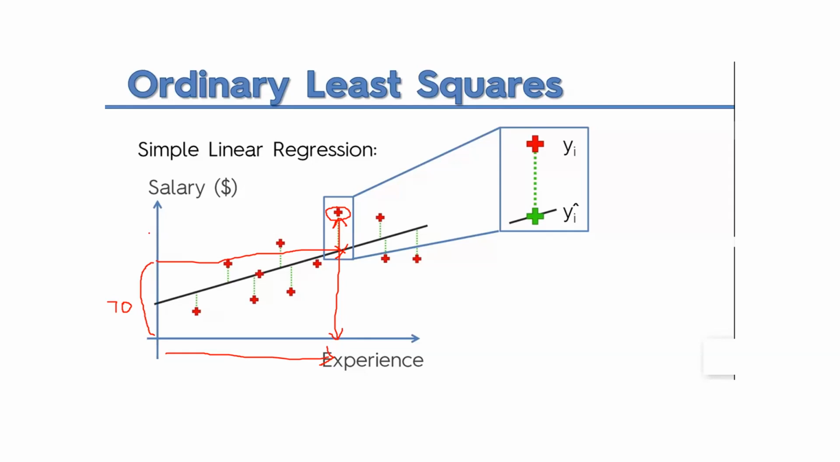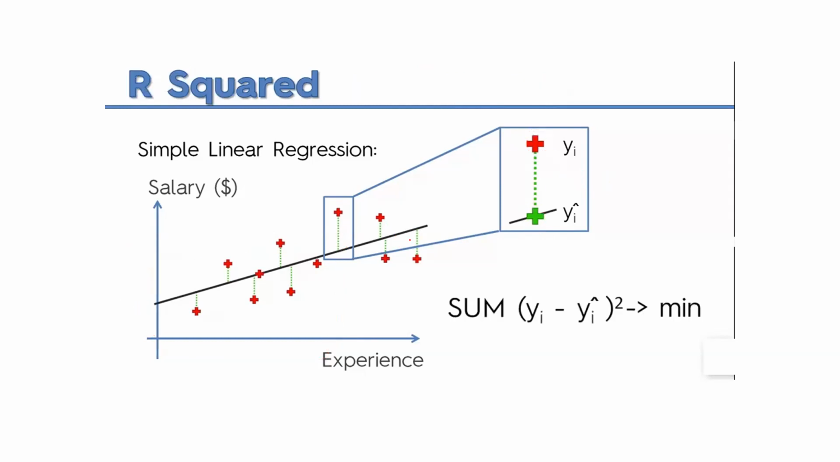So more precisely, this is called the actual salary. The green one is called the predicted or projected salary. The difference between them is called an error. Error in what? Error in projection or prediction, statistically. So what we do is calculate this error for all the points. Then for each error, you square it, and then you sum them up and come up with a number.